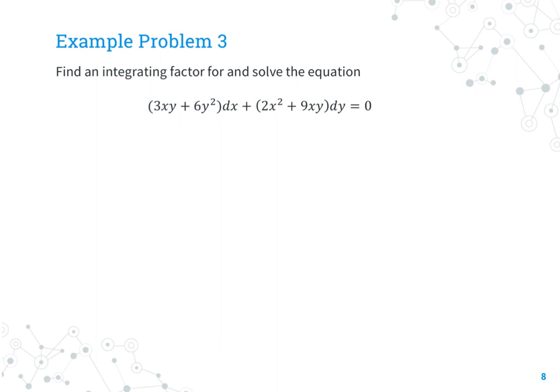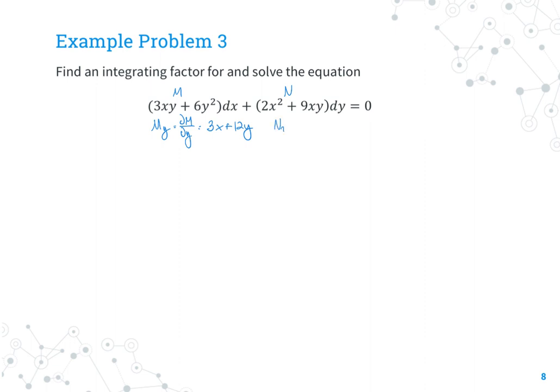So let's start by looking at m and n to determine, or in this case to confirm, that they're not exact. So m sub y, which is the partial derivative of m with respect to y, would be 3x plus 12y.